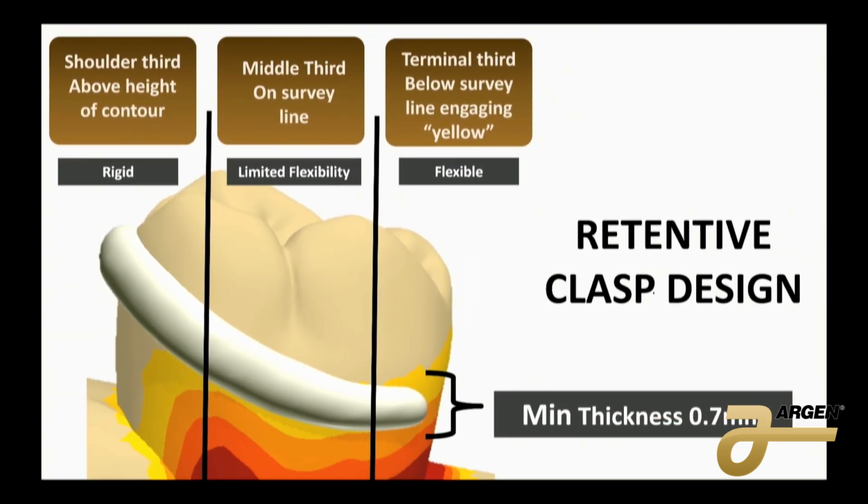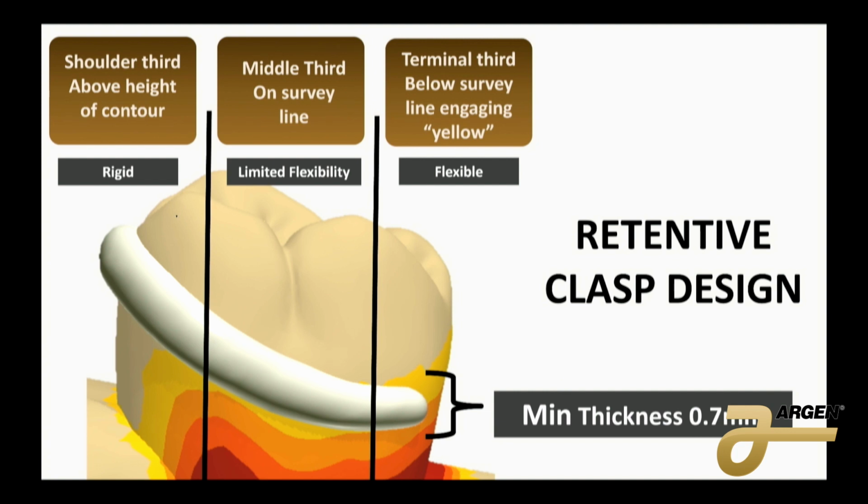So for actual measurements, when we're designing, some key notes to keep in mind here. A retentive clasp, when you're going digital, should not be any thinner than 0.7 millimeters. That is like the bare bones. I suggest going a little thicker than that, but you can't manufacture a printed partial under 0.7 millimeters. So when we're actually going into designing these clasps, the shoulder third will be above the height of contour. The height of contour is that line that determines where the undercut starts. The middle third can be right on the survey line.